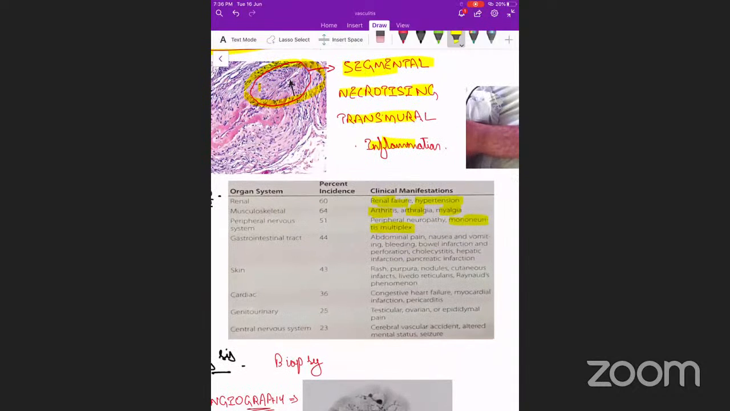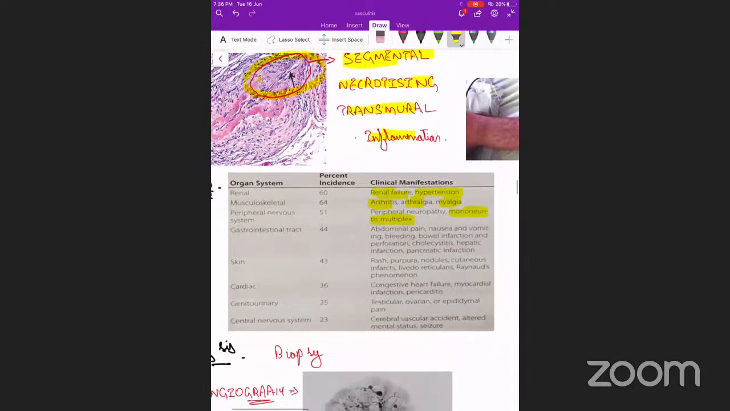Skin rashes, any vasculitis picture. Coronary artery can be involved. Genitourinary tract can be involved. That will lead to testicular pain. Again, here also there will be microaneurysms. This will lead to ectopics and testicular pain, so scrotal pain will be there. CNS involvement can be there.